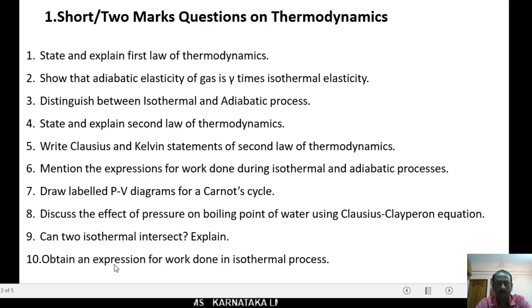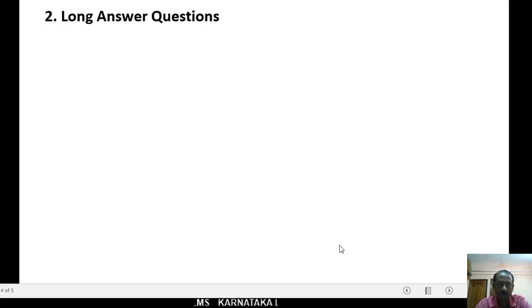Next question is obtain an expression for work done in isothermal process. Here the same question is repeated. Earlier he asked to mention the expression; here he asked to obtain the expression. You should derive the expression for work done in isothermal process. That carries 2 marks. These are all questions that appeared in previous semester examination question papers under Coimbatore University. Next one is long answer questions, that means each carries 4 marks.